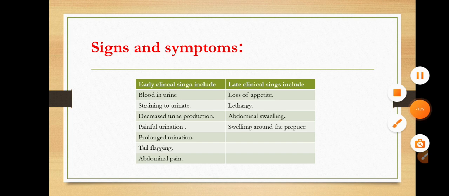In late clinical signs we have loss of appetite, lethargy, which is the animal feeling depressed, abdominal swelling, and the last sign is swelling around the prepuce, of course, which is the skin covering the penis.